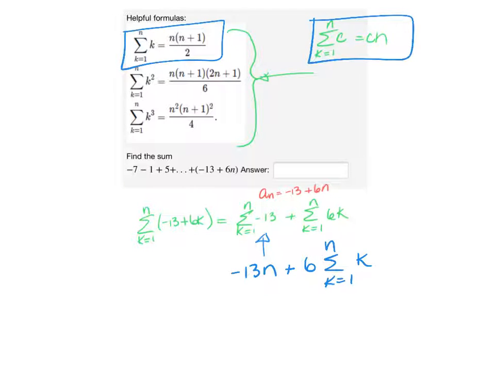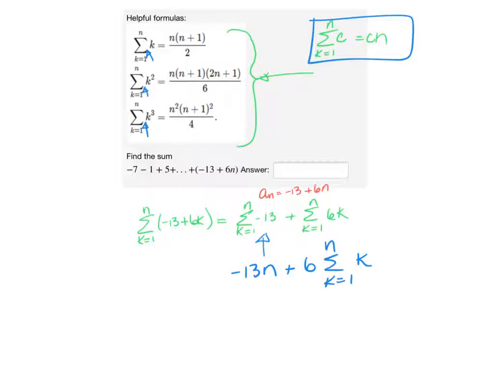So why do you pull it out front? You don't have to. It's just a multiplier. But the reason I always do is when I look at all of these formulas up here, none of these formulas have a multiplier. It's just k, k squared, k cubed, or the constant. And so the 6 has a tendency to muddy the waters, so I just pull it out front because it's just a multiplier. So would you put k in for n?